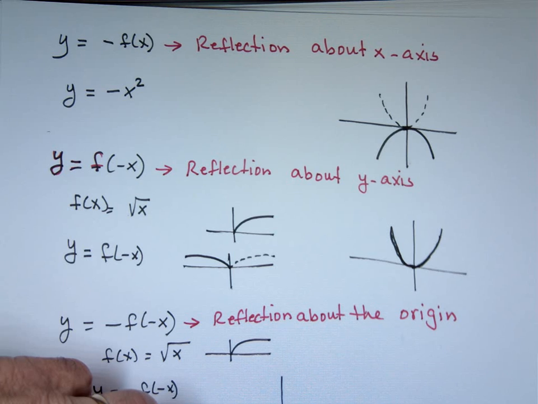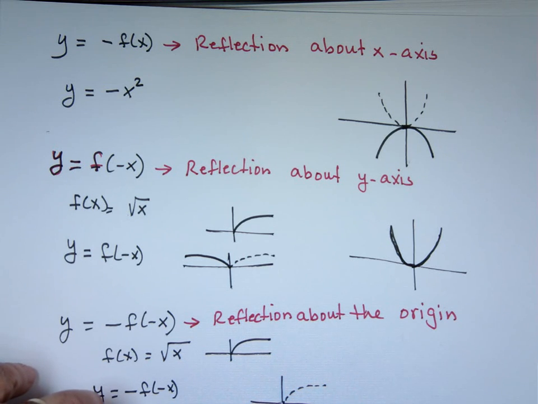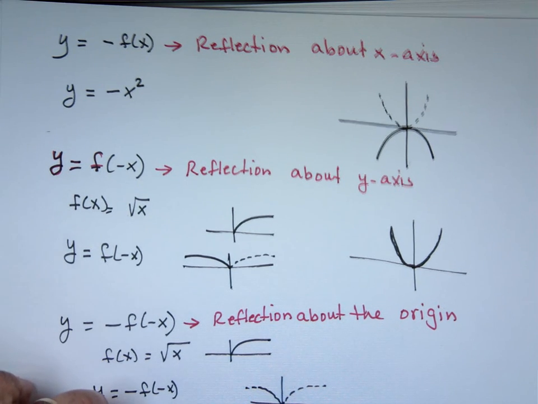This is the original one. Doesn't matter which one you do first. Reflected along the y-axis, it will be this. Then reflect that along the x-axis. What is the graph going to look like? It's going to look like this. That little piece. Can't see it.